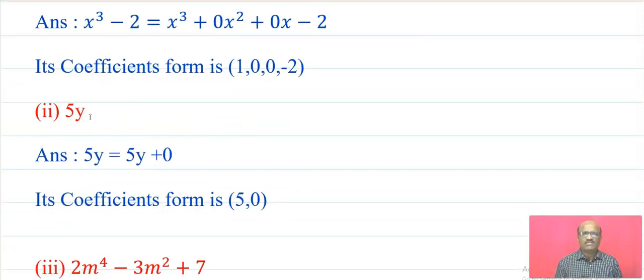What about the next? 5y. 5y is written as 5y plus 0. The constant is not there, therefore we take it as 0. Therefore, the coefficient form is 5 and 0.